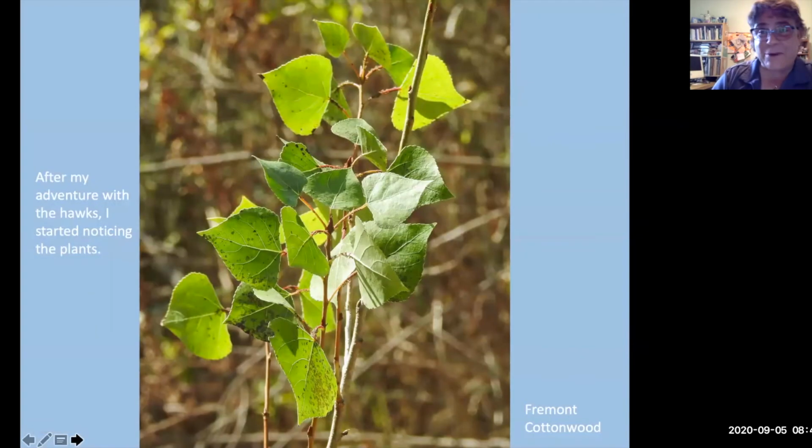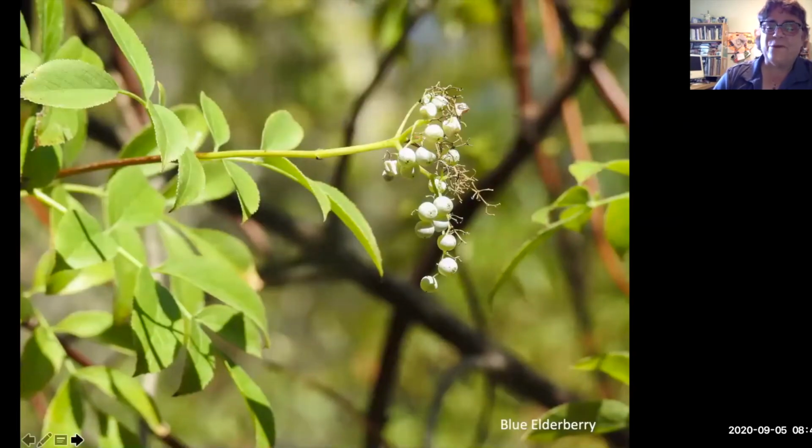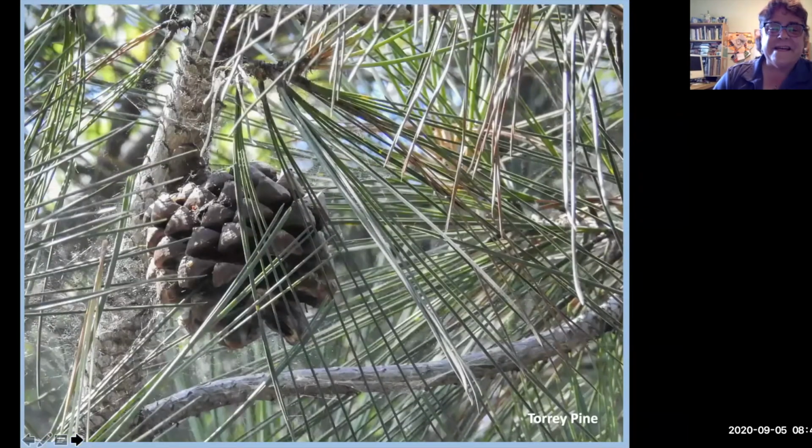After that experience, I ended up looking at plants. This is a cottonwood tree, Fremont cottonwood. And look at this beautiful blue elderberry. Tongva people use this one for so many things, so much usage on this plant. And this is a Torrey pine. This is the northernmost area from San Diego where the Torrey pine is growing. I don't see any other on the peninsula, so it's real special to have Torrey pines there.